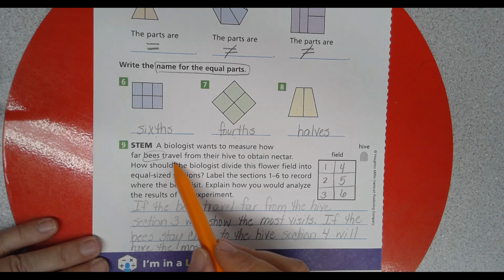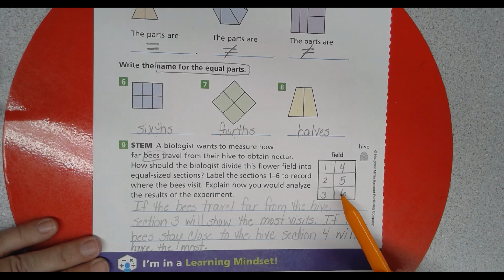travel from their hive to obtain nectar. How should the biologist divide the flower field into equal-sized sections? They wanted 6. So here is divided, this is an array of 3 rows of 2. But that's what I chose to do. And then it asks an interesting science question here. How would you analyze the results of the experiment?